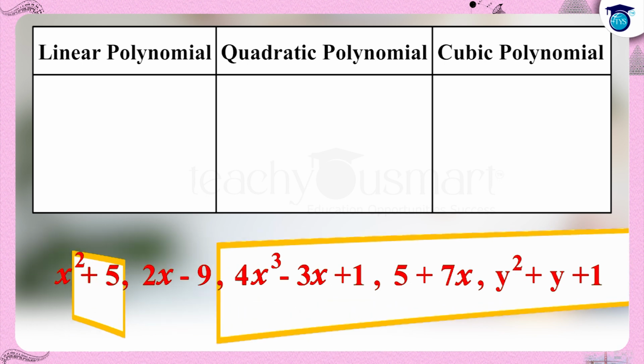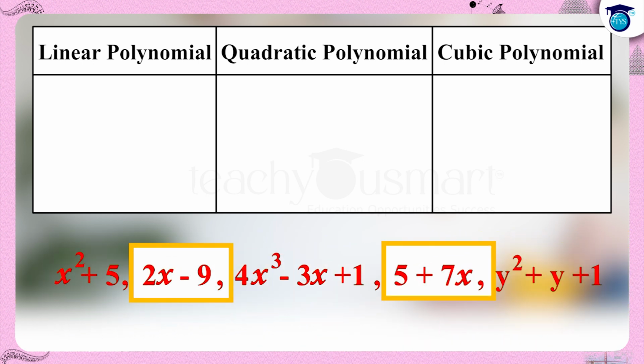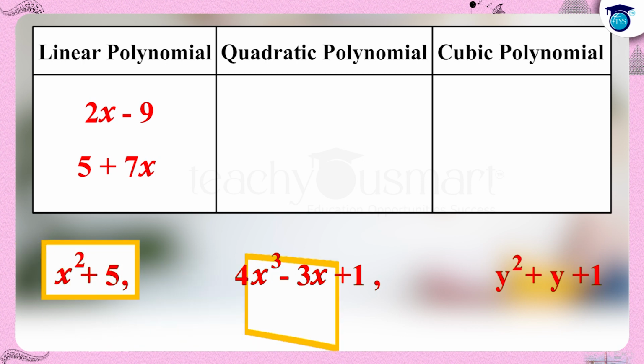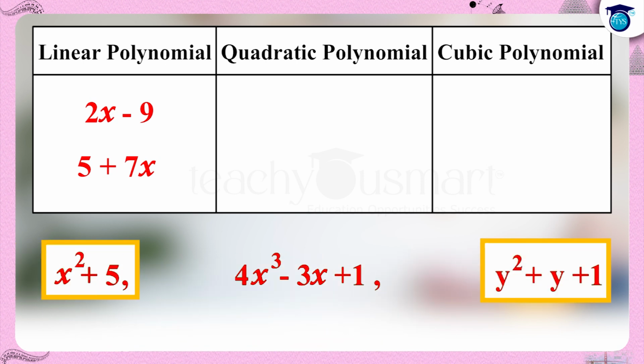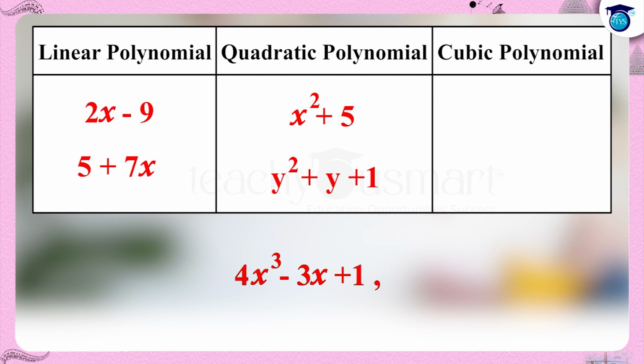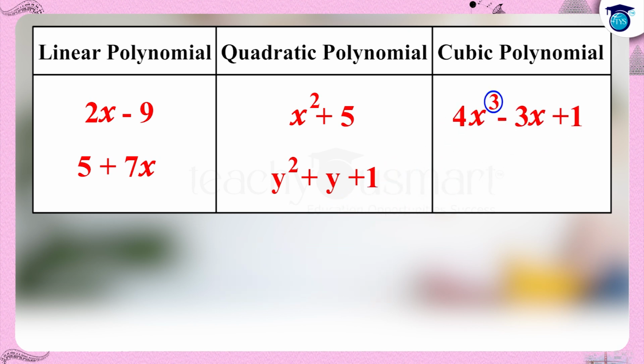The polynomials 2x minus 9 and 5 plus 7x are first-degree polynomials, hence called linear polynomials. x squared plus 5 and y squared plus y plus 1 are second-degree polynomials, hence called quadratic polynomials. 4x cubed minus 3x plus 1 is a third-degree polynomial, and is called a cubic polynomial.